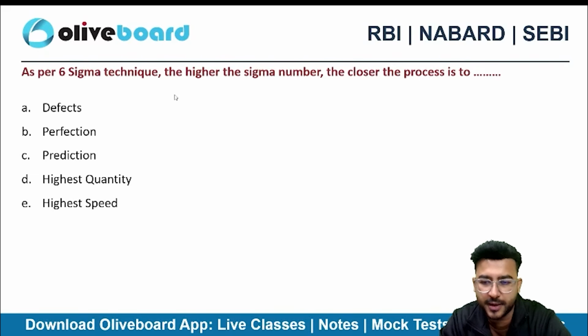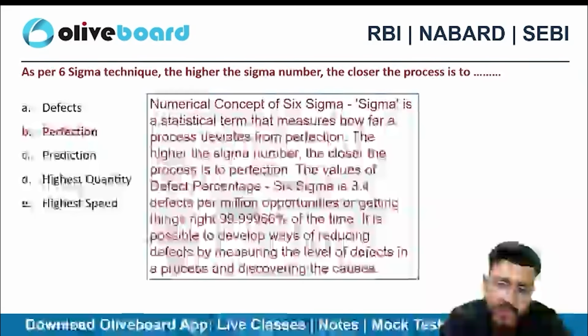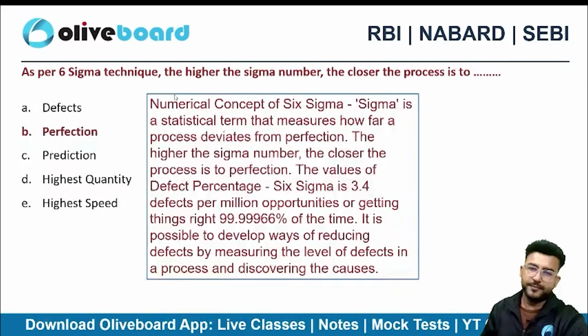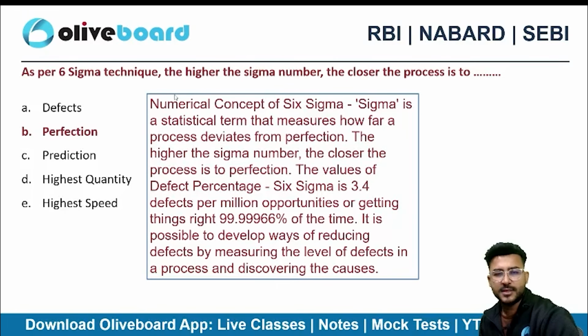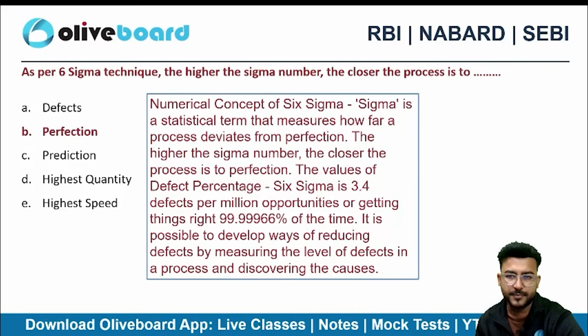The higher the Six Sigma number, the closer the process is to perfection, right? The closer the process is to perfection, and Six Sigma is nothing but a sigma, which is a statistical term.